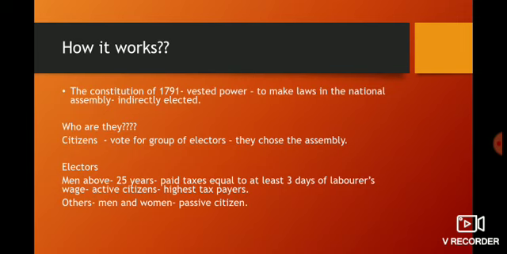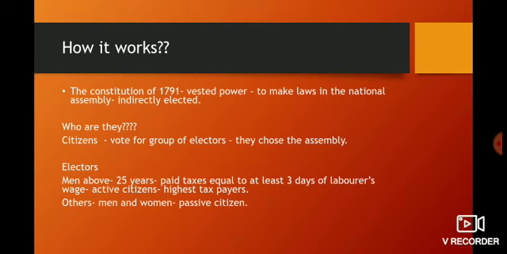Is it clear, children? So the remaining men and women were classed as passive citizens. There are two types of citizens, children. The persons who are eligible to vote are called active citizens. The persons who are not able to vote are called passive citizens. Is it clear? So those who pay the tax will form one group of electors. That group of electors forms the National Assembly. This is how it is called indirectly elected. Is it clear, children?